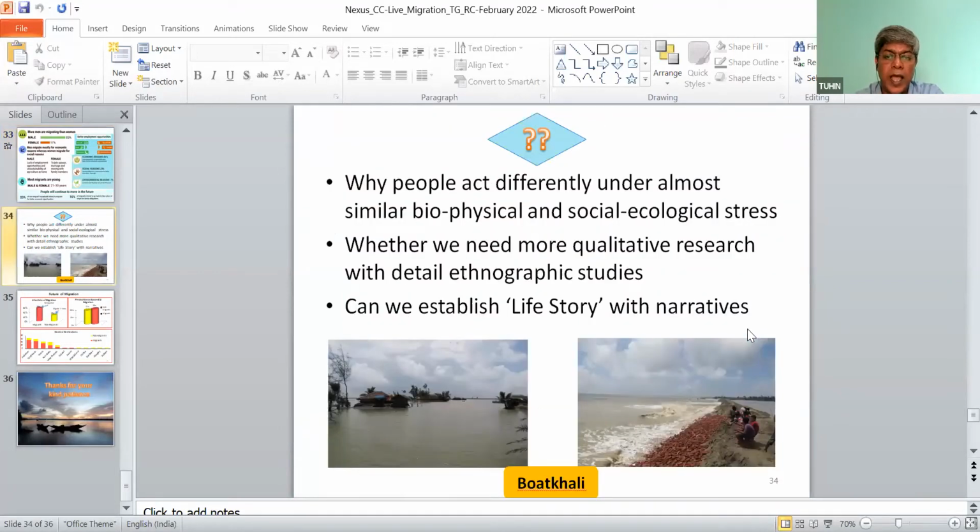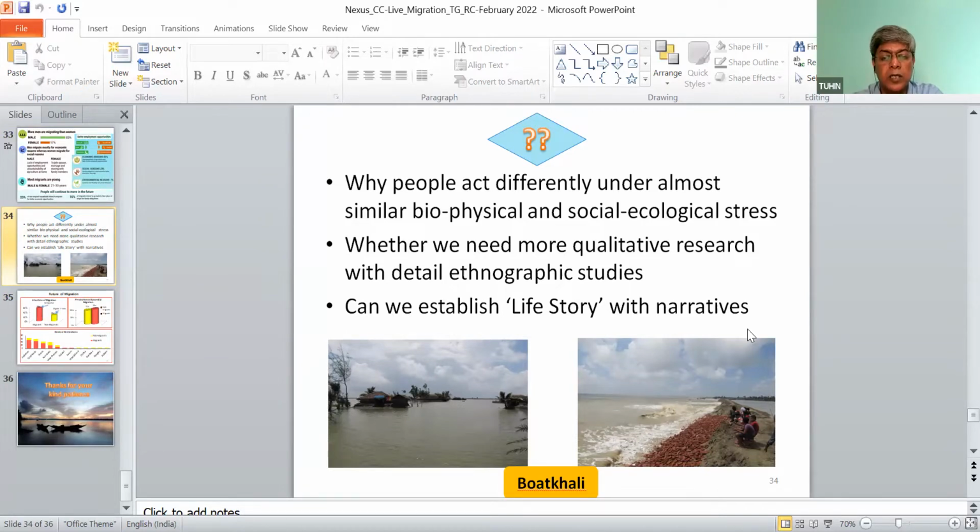So why do people act differently? Some people are migrating out, some people are not. Why are those people acting differently under almost similar biophysical and socio-ecological stress? That is a big question. We need to find that out.